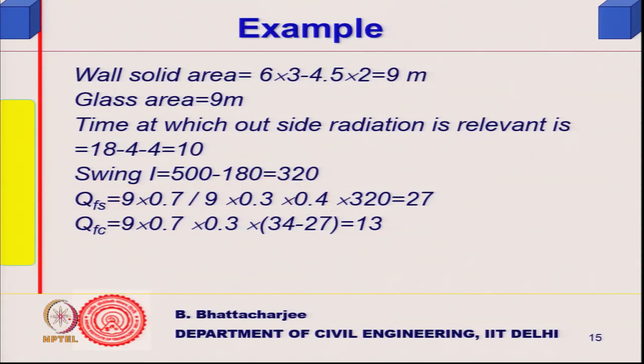And QFC due to conduction: now I will take the same 10 am time temperature, and that is 34, mean outside is 27. So, the fluctuating component of the outside temperature is 34 minus 27. This is mu, this is U, and this is the area. So, here mu U A into delta T, that is 13. So, this is the conduction gain through the opaque body, sum total of these two.